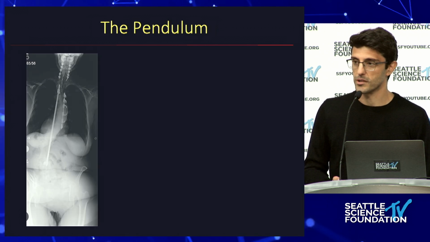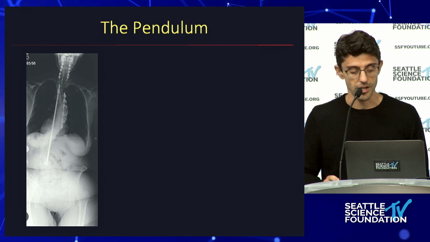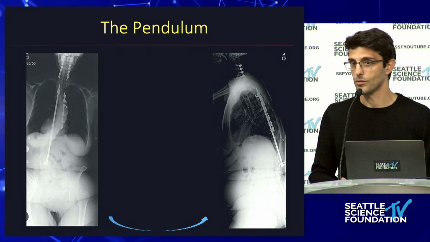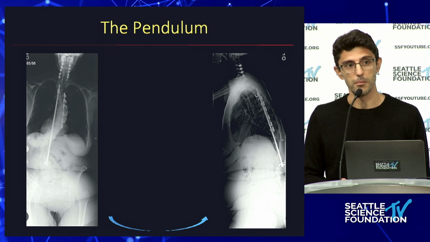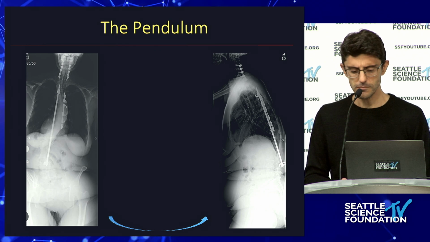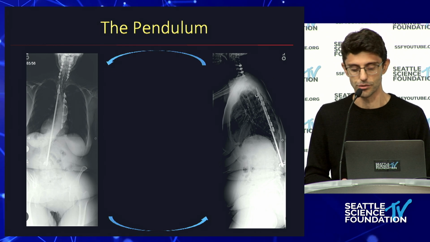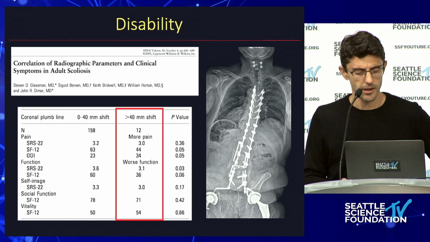And the majority of treatments initially were focused on correcting the coronal plane, as you can see here. But we started to realize in the 1980s, 90s, that the sagittal plane was really a major driver of disability. But it feels like this pendulum has swung over the last 5-10 years or so. And really this is because of the associated disability with the coronal plane.